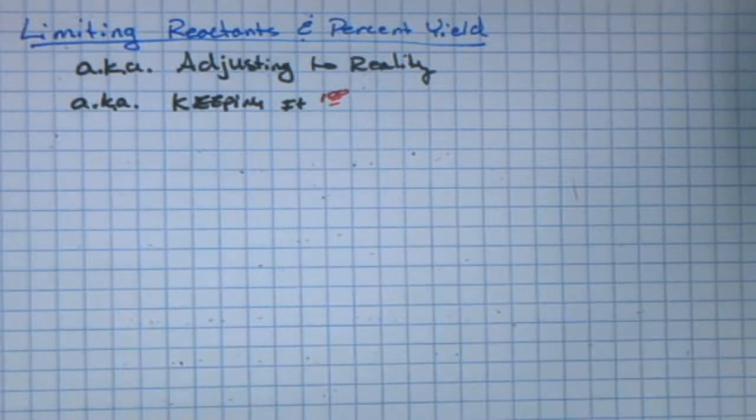Okay, so what happens with our actual chemical reaction? When we do a chemical reaction, we don't actually have exact amounts of reactants that are going to give us even amounts of products.